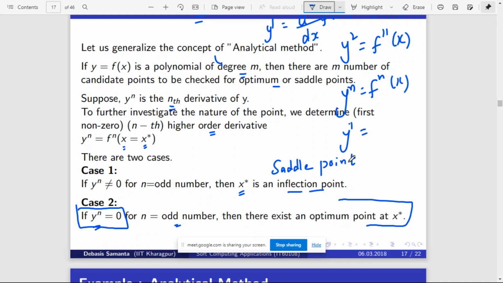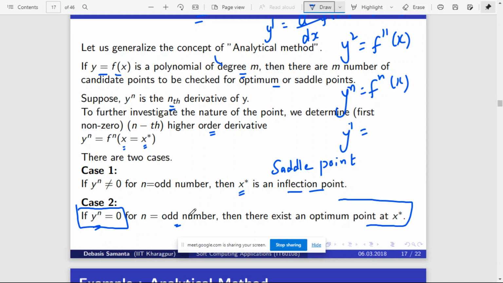What is minimum, exactly, yes. So the points in x which will not produce a maximum output or minimum output are called inflection points. So this method, what it says is, given a function y is equal to f of x, you take the first-level derivative and check, is there any x star such that y1 is equal to 0.